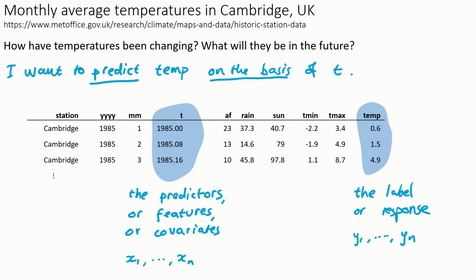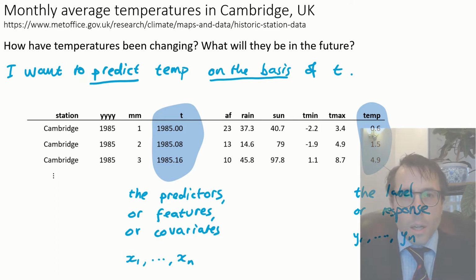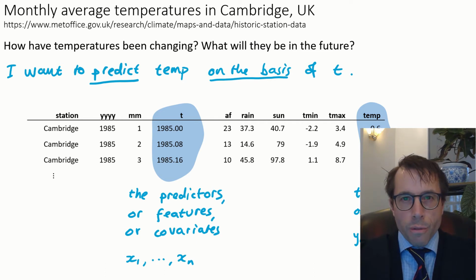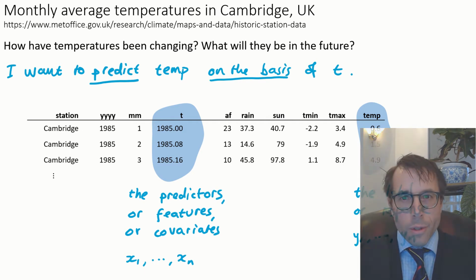In this question, the only variable I'm using in my model for prediction is t, but I could perfectly well have asked for a model which used several predictors. For example, if I had used data for the entire country and I wanted to predict temperatures on the basis of both timestamp and which weather station we're looking at. I just want to repeat, this separation of the data set into predictors and the label isn't something that's there in the data set. It's a view that we as modelers imposed on the data to answer a particular question.